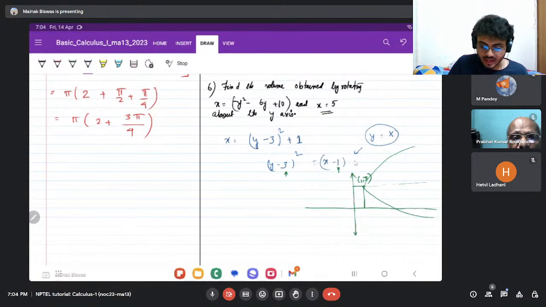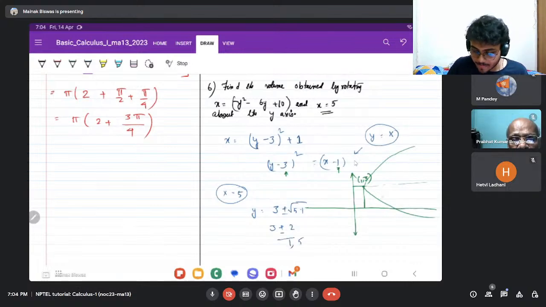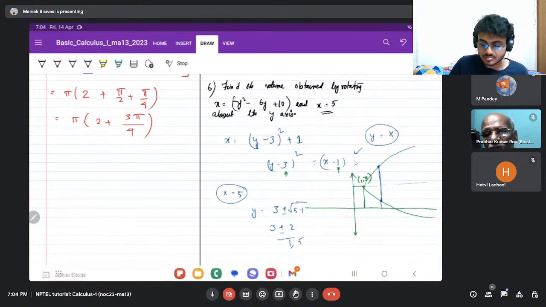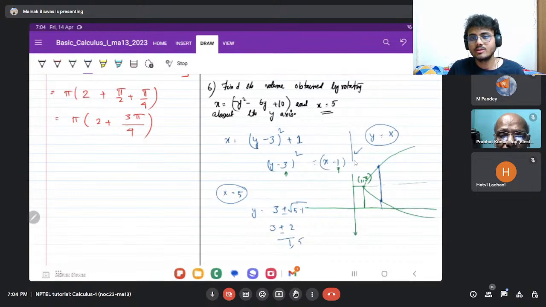At x is equal to 5, your y value is 3 plus minus 2, since the square root of 5 minus 1 is 2. So 1 comma 5. At x equal to 5 you can have y values between 1 and 5. Why am I finding this? Are you understanding what I am doing? Yes, sir. So this is your plot.